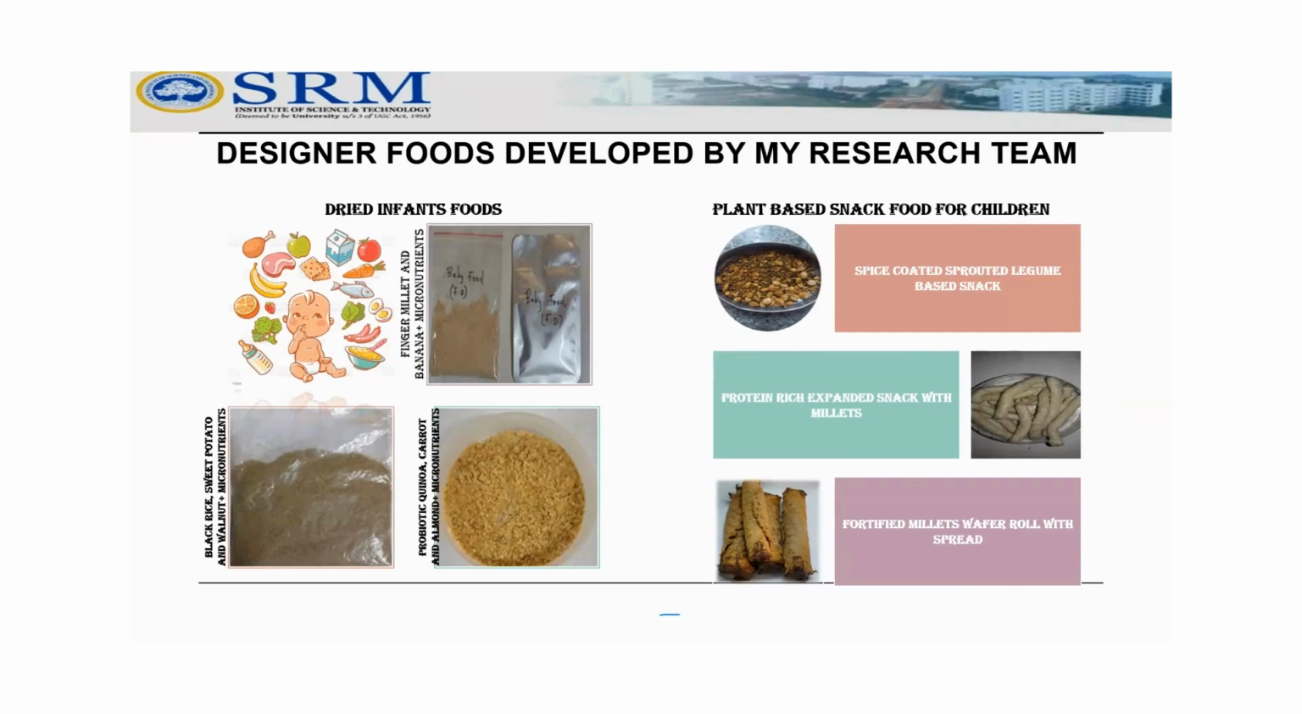Then expanded snacks with millets. Then a fortified millet wafer roll with spread. Here, the wafer is developed using sprouted cereals and millets, whereas the spread is produced using hazelnut oil, chocolate, and other micronutrients to meet the nutritional requirement of toddlers.